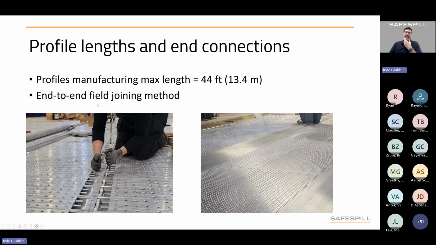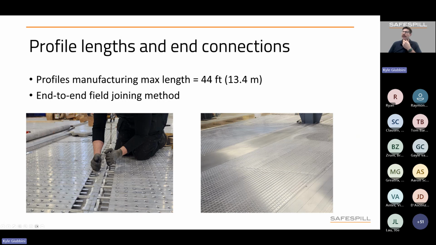So we developed an end-to-end field joining method where we were able to extend these profile lengths to 55 feet in the field on site. And you can see a photo here of that finished solution. Pretty seamless transition once the hatch covers are installed.